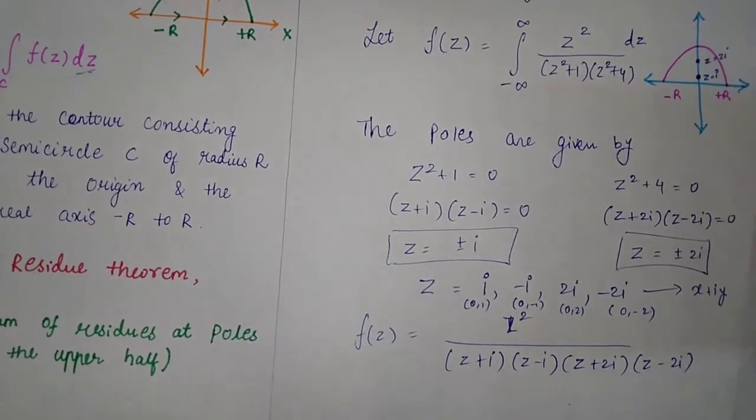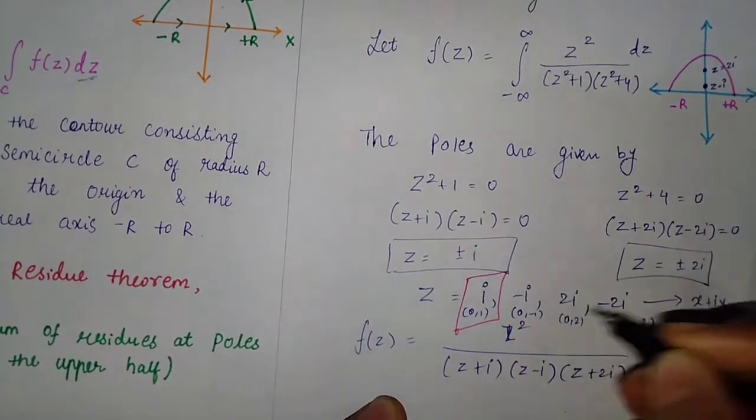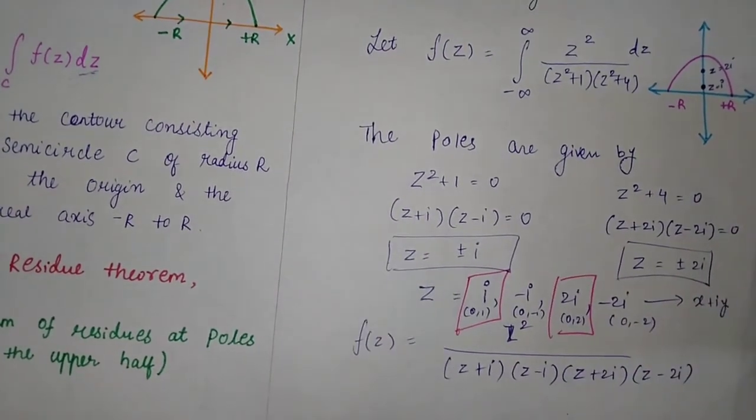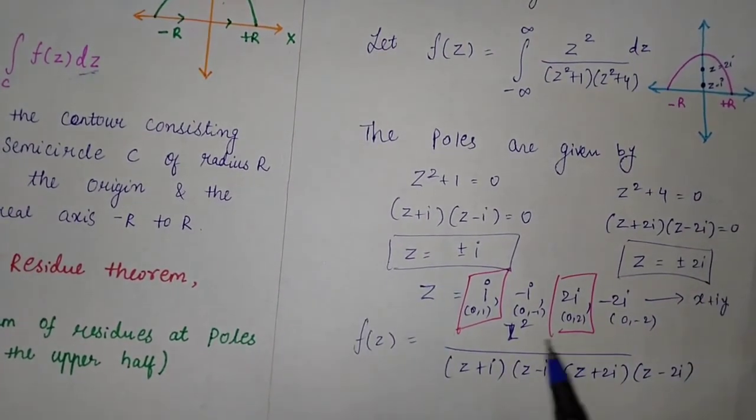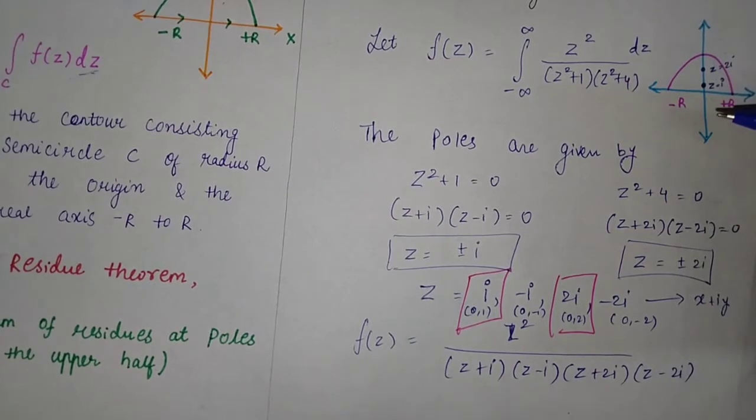So we will consider only the 2 points, that is i and 2i. We will consider only both these points. આ બે જ પોઈન્ટ કન્સિડર કરશું કેમ કે એ બંને જ ખાલી ઉપરના પ્લેનમાં આવે છે, નીચેના પ્લેનમાં આવતા હોય કન્સિડર નથી કરવાના. So we are not considering minus i and minus 2i. So we will find the residue only at i and 2i. i અને 2i પર જ આપણે રેસિડ્યુ ફાઇન્ડ કરશું.